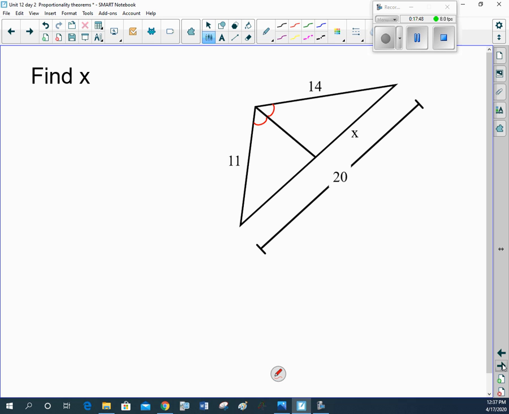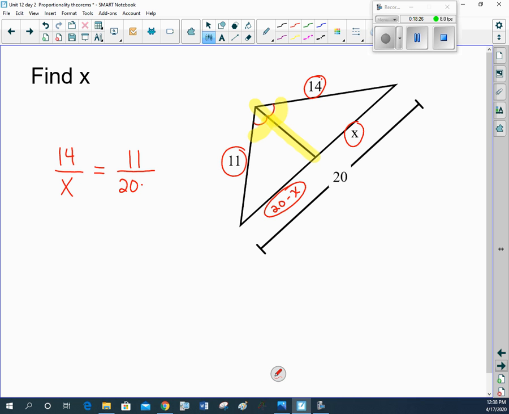Okay, last one. Once again, I've got the angle bisector marked. This angle is congruent to that one, so this is my angle bisector. So basically I can say that 14 matches, so 14 is in proportion to x. I'm going to go 14 over x equals, and I'm going to do the other side, 11 over, what's that number right there? Well, I know the whole thing's 20, and I know the other side's x, so this must be 20 minus x.